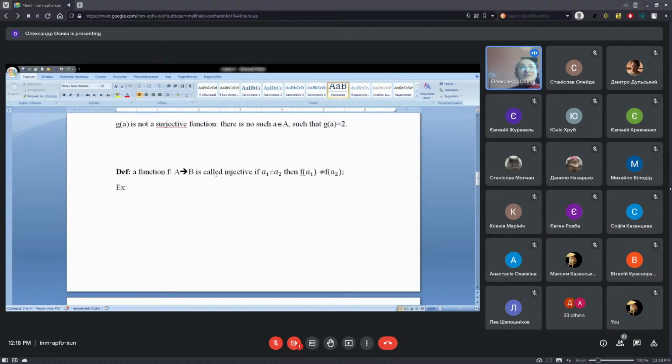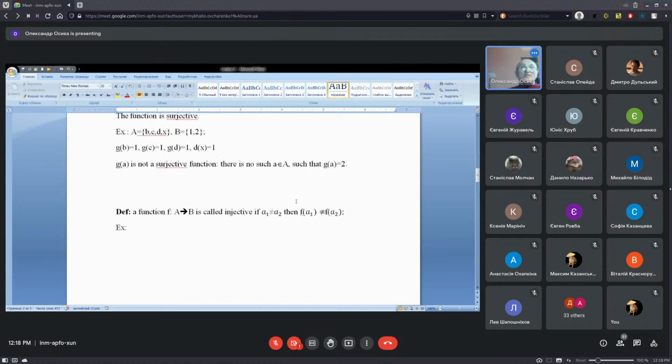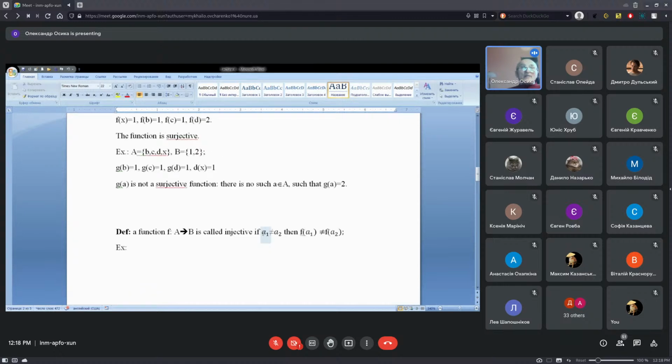Definition. A function f from A to B is called injective if for every two elements, a sub 1 and a sub 2, which are not equal, for every pair of elements, if they are not equal, then their images are not equal: f of a sub 1 is not equal to f of a sub 2.